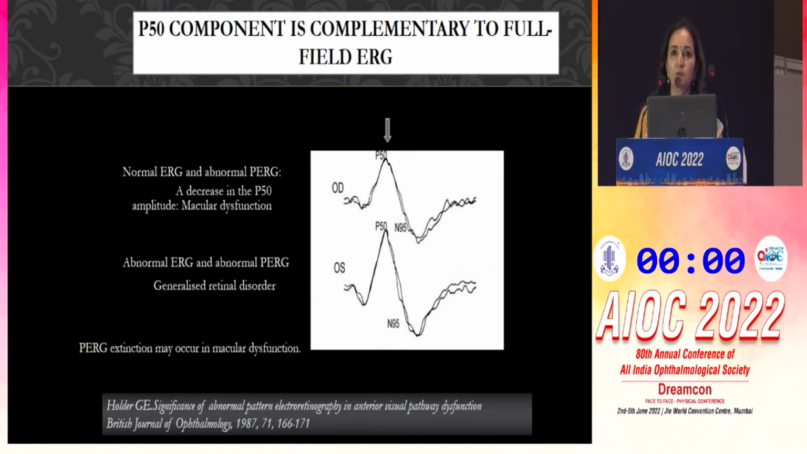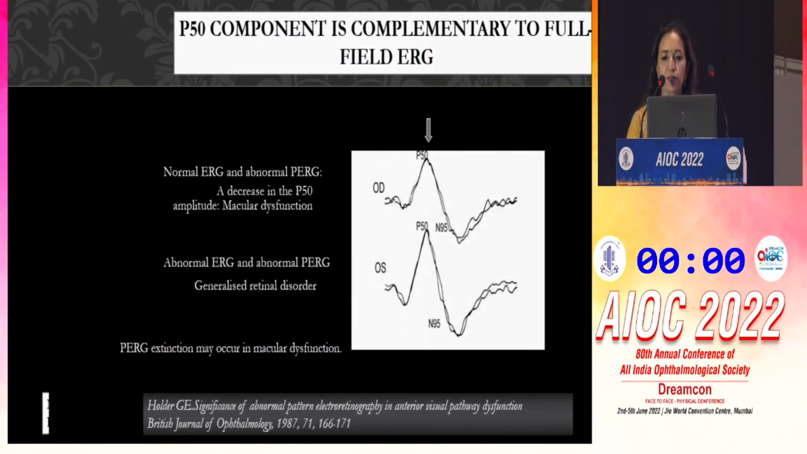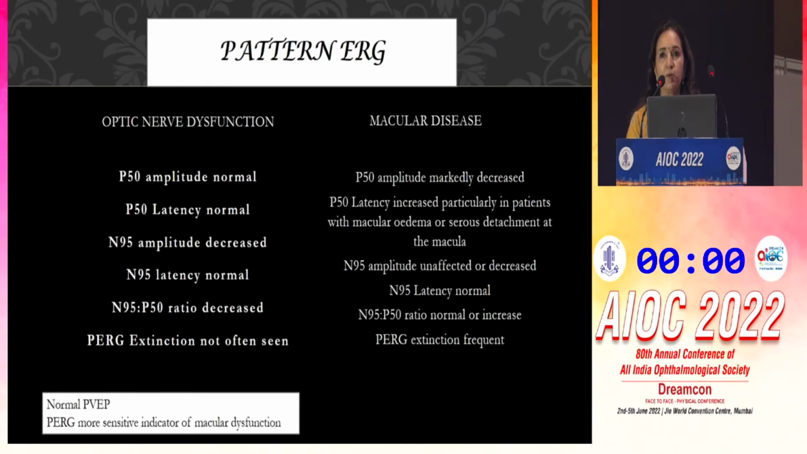So this is one example. If you have a normal ERG and abnormal PERG with only a decrease in P50, it is the maculopathy that you are looking at. If you have abnormal ERG and decreased P50, that means it's a generalized retinopathy. And if it is extinguished, definitely it is poor macular function which can give rise to this. But if you have a normal ERG, abnormal PERG, and a reduced N95, then it is an optic nerve disease.